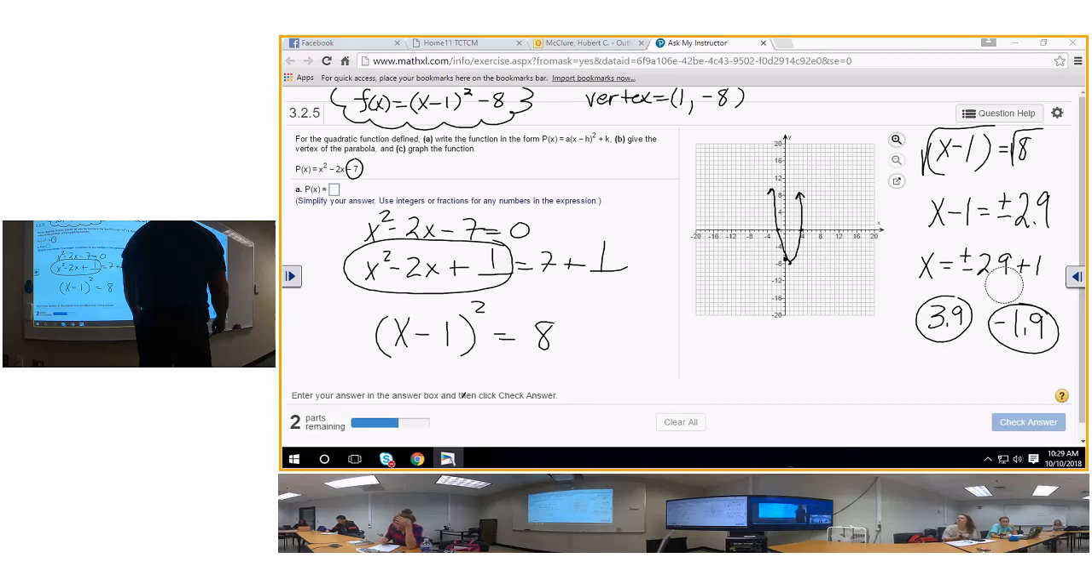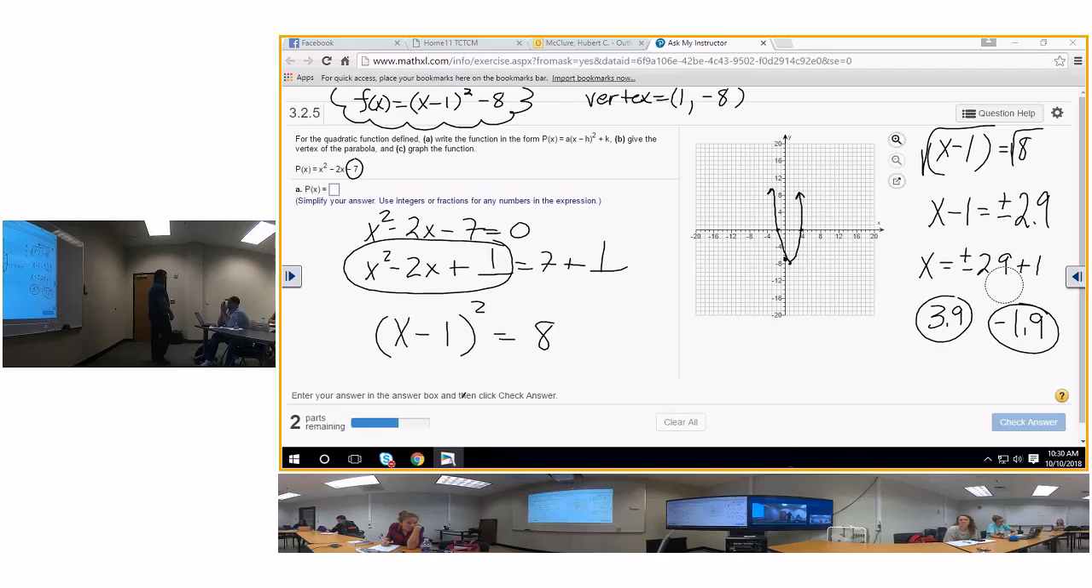There you go. What's the domain? All real numbers. What's the range? The range is negative 8 to infinity. Decreasing from negative infinity to 1, increasing from 1 to infinity.